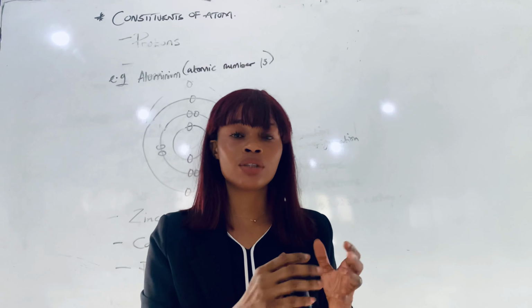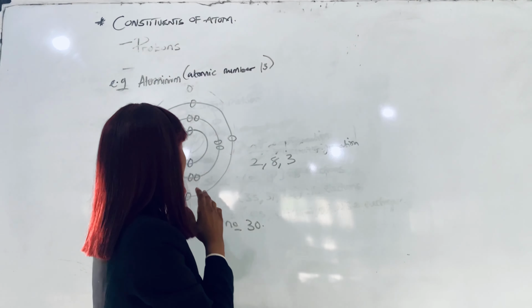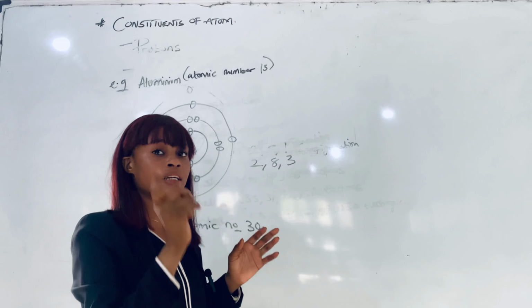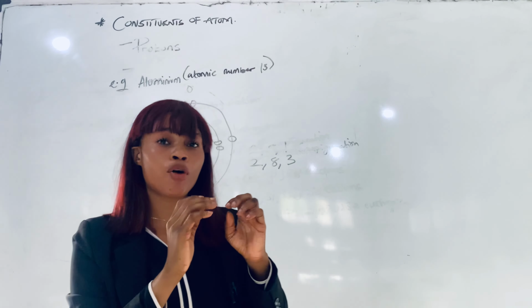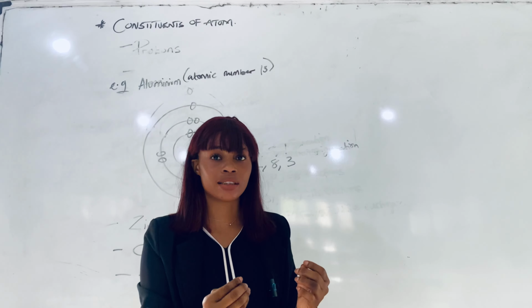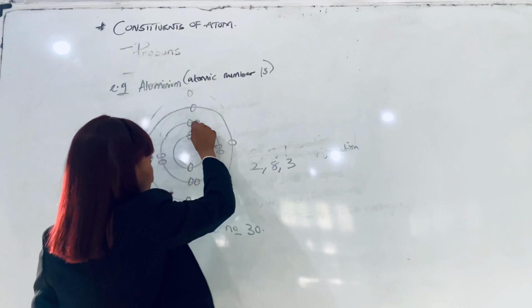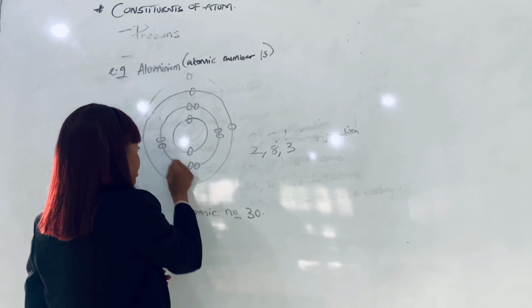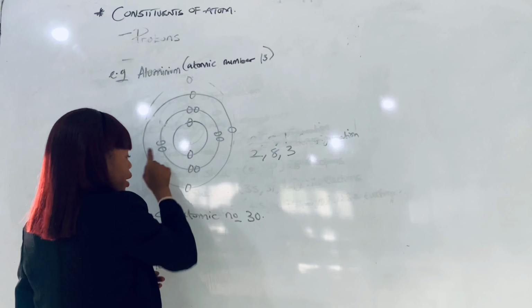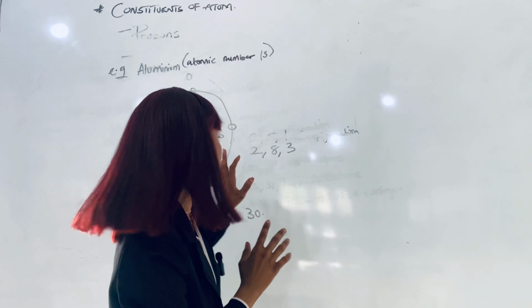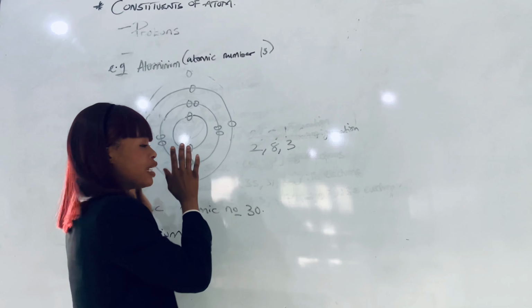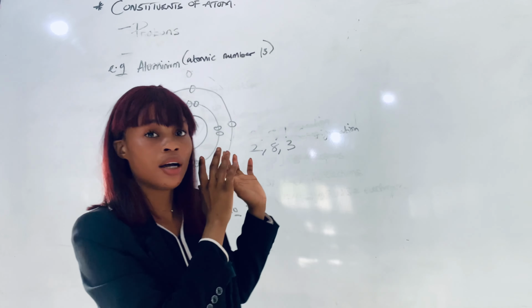Okay, so Hund's rule states that electrons must be paired singly. Singly means one at a time before pairing can take place. So you must first fill the electrons one at a time before you start to pair. So in chemistry, everything is done intentionally. So we are obeying principles in filling up the electrons of this atomic number.